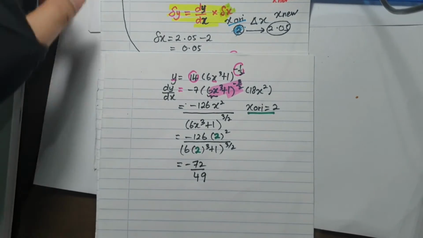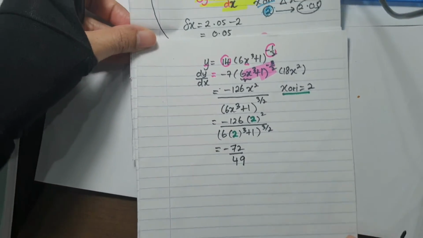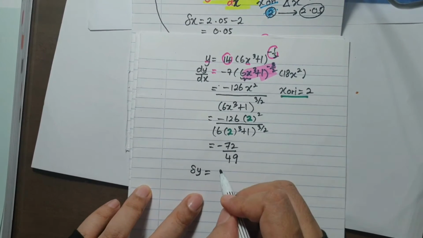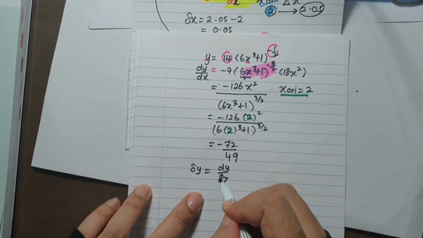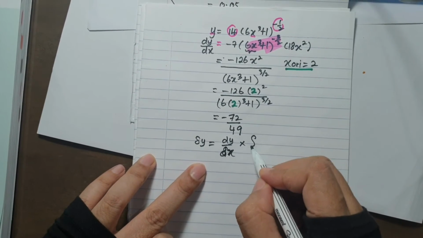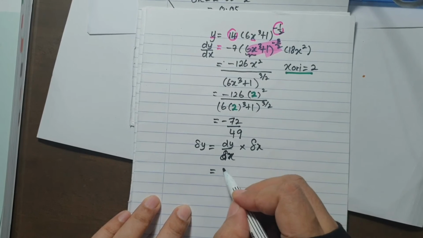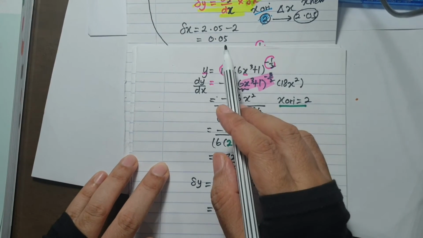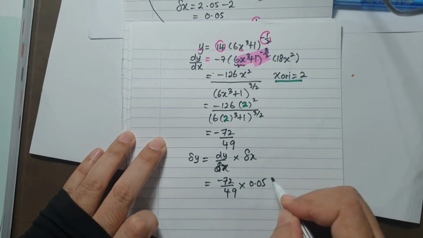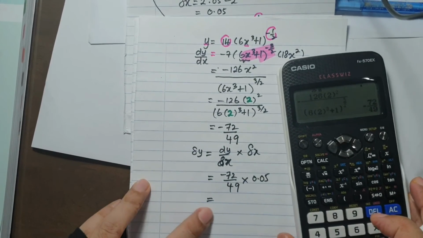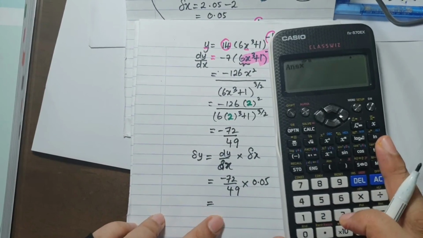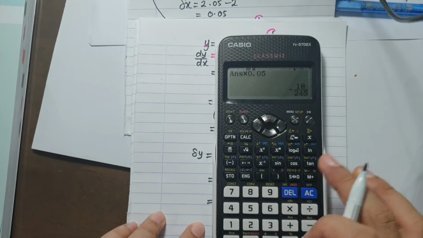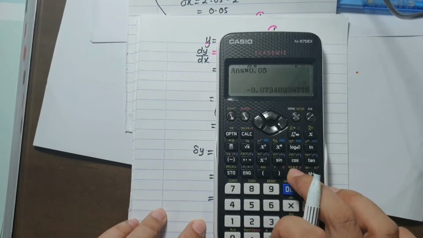So done. Now, let's find delta y. Delta y is given by dy by dx times delta x. dy by dx you get negative 72 over 49, and delta x is 0.05. So now press your calculator, this one just times 0.05. If your answer is given in fraction, you can convert to decimal, using this button.